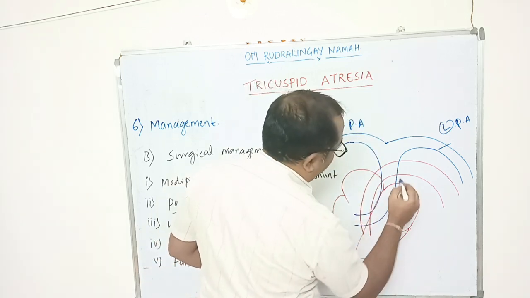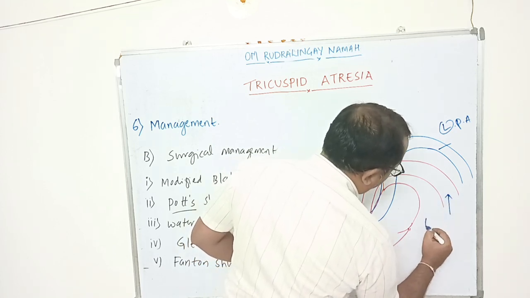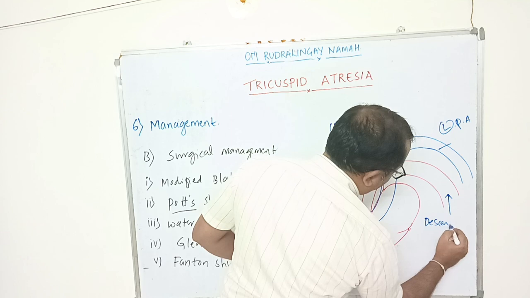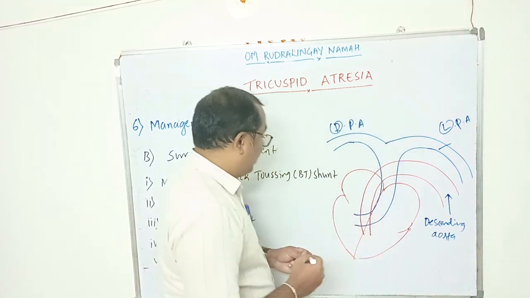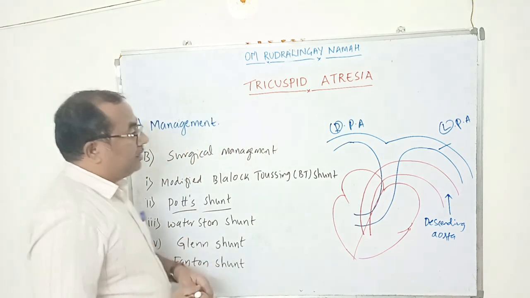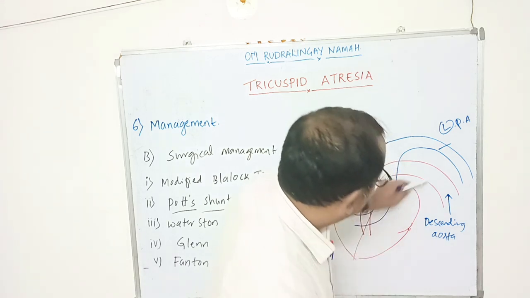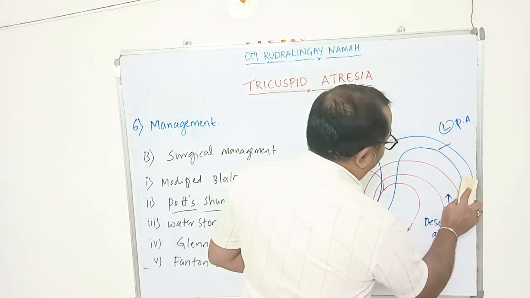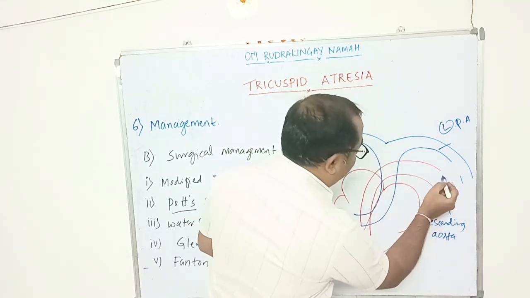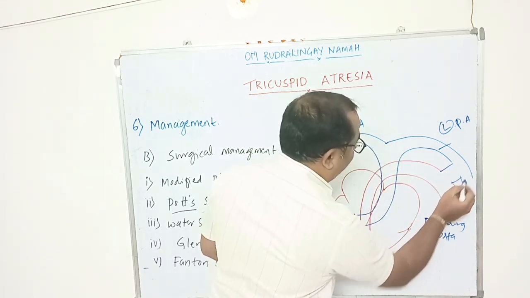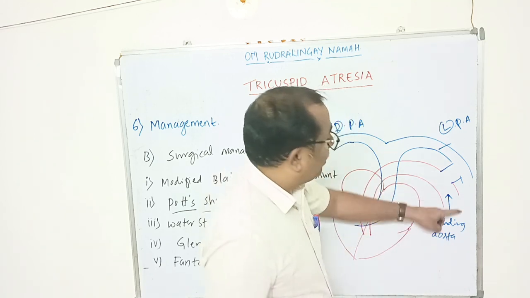This is the descending aorta. Here, what you do in case of a PART shunt, a surgical pathway is created between the descending aorta and the left pulmonary artery. Okay, so this is the left pulmonary artery. So an artificial pathway is created between the descending aorta and the left pulmonary artery.